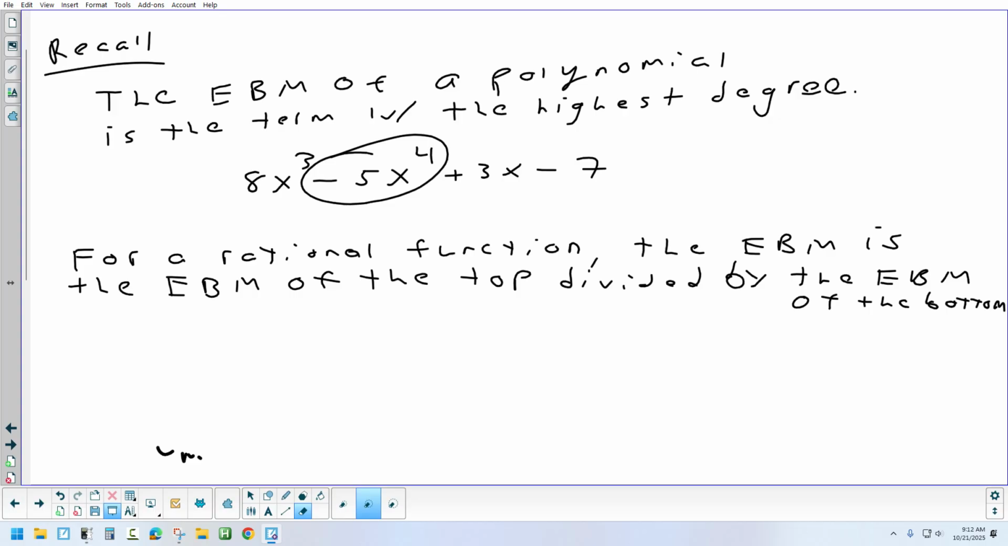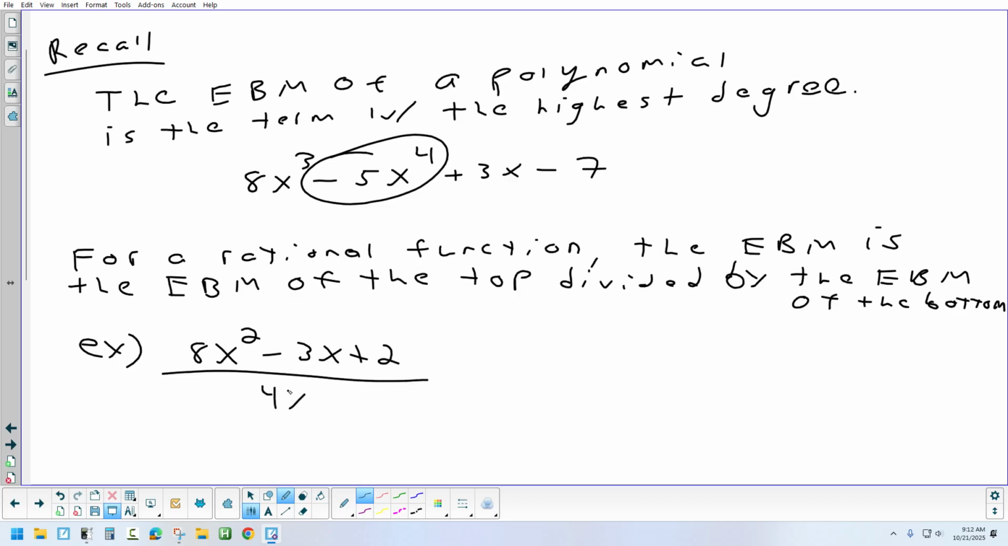It's not really that much harder to find the EBM for a rational function. Okay? You just have to find two EBMs and divide them. So say, for example, you had 8x squared minus 3x plus 2 over 4x plus 7. And I said to you, find the EBM of that. Start with the EBM at the top. What's the end behavior model for the top?